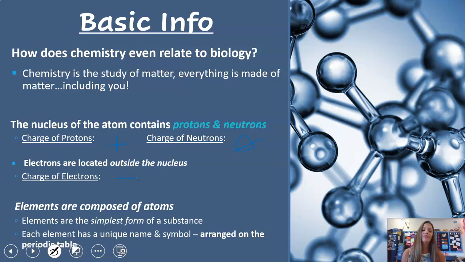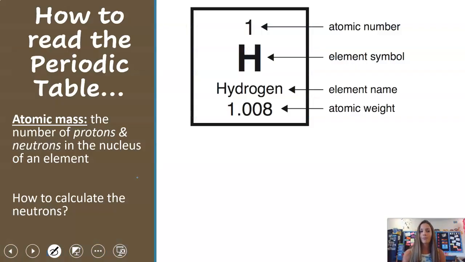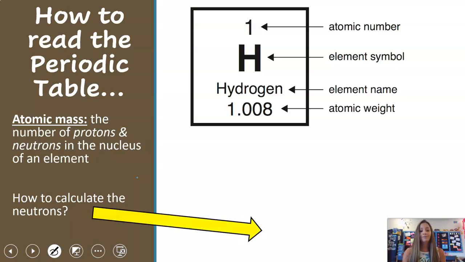Elements then are composed of atoms, so elements are the simplest form of a substance, and they're all arranged in a periodic table. So how do we read the periodic table? Well, we have an atomic number, a symbol, an element name, and an atomic weight. The atomic mass or the atomic weight is the number of protons and neutrons in the nucleus of that element.